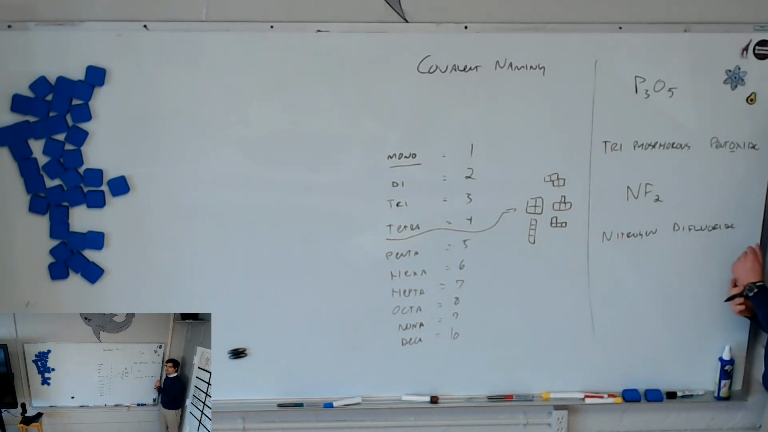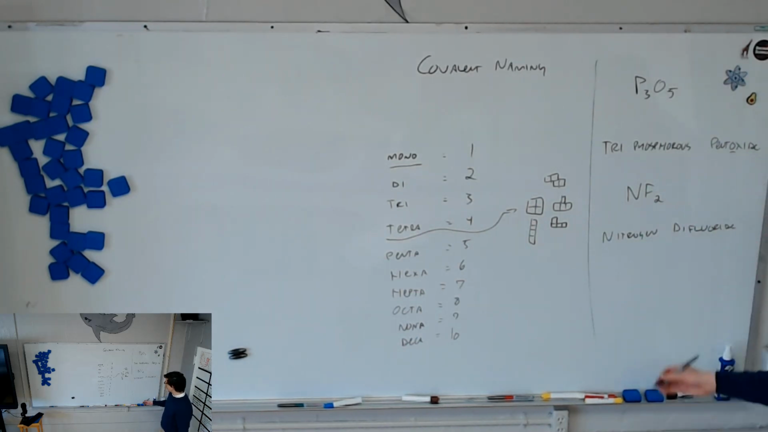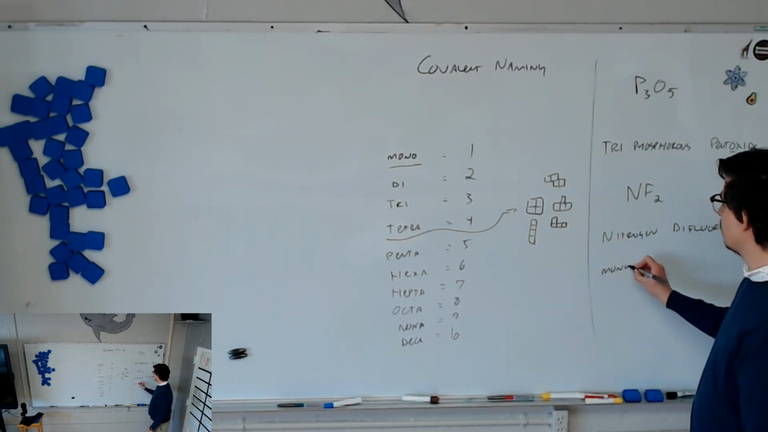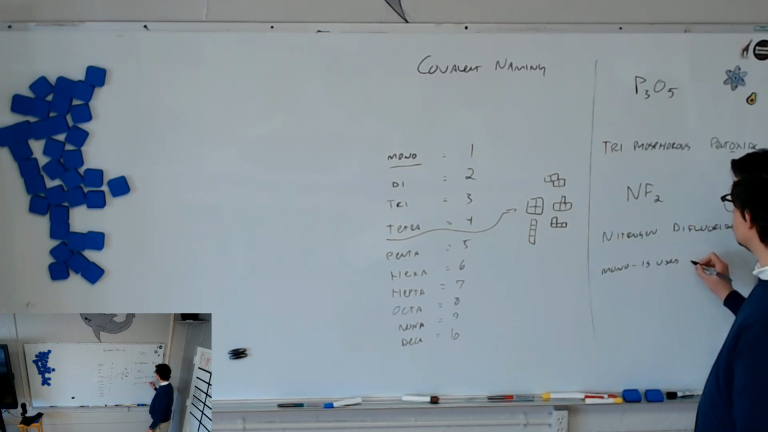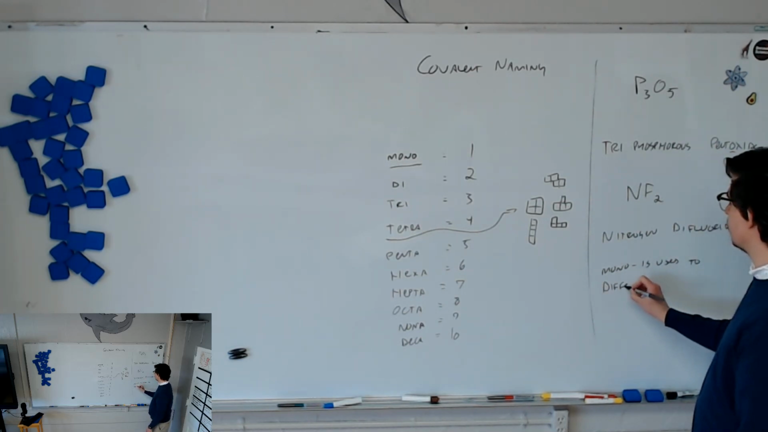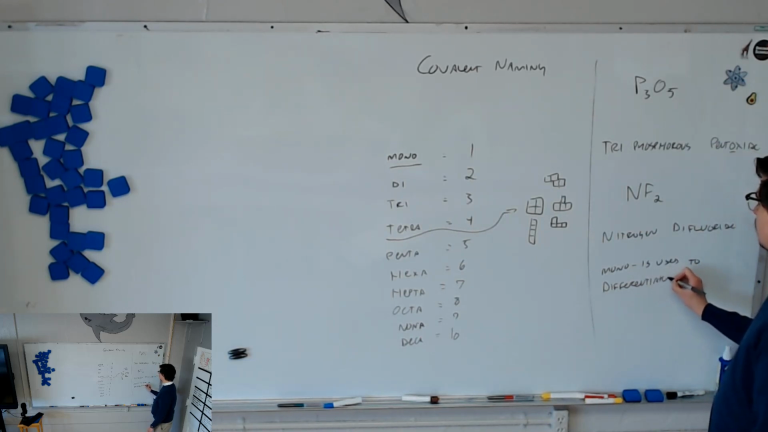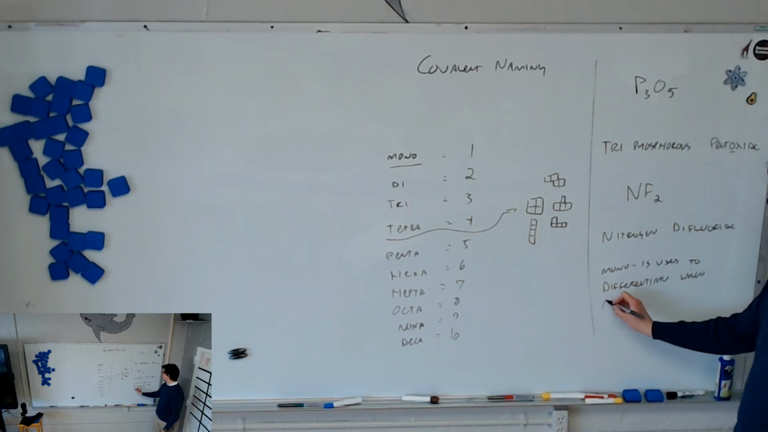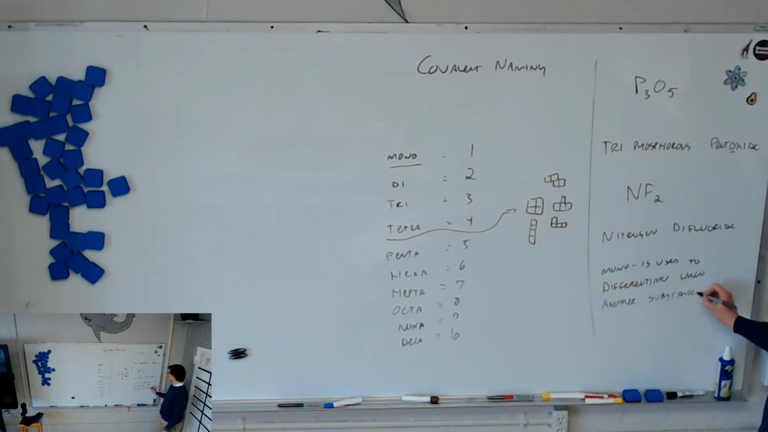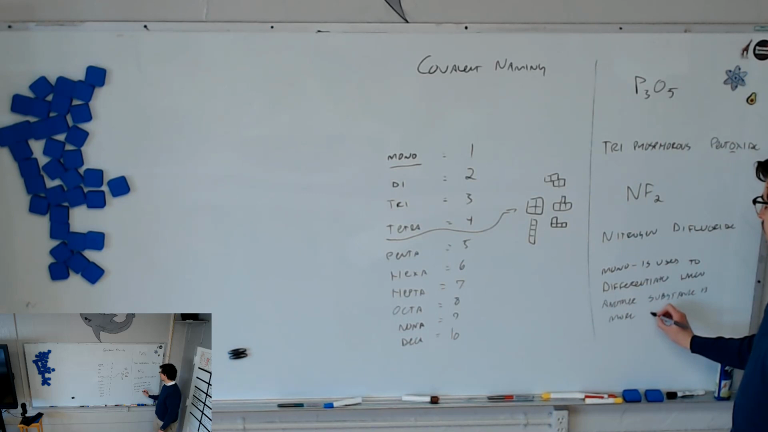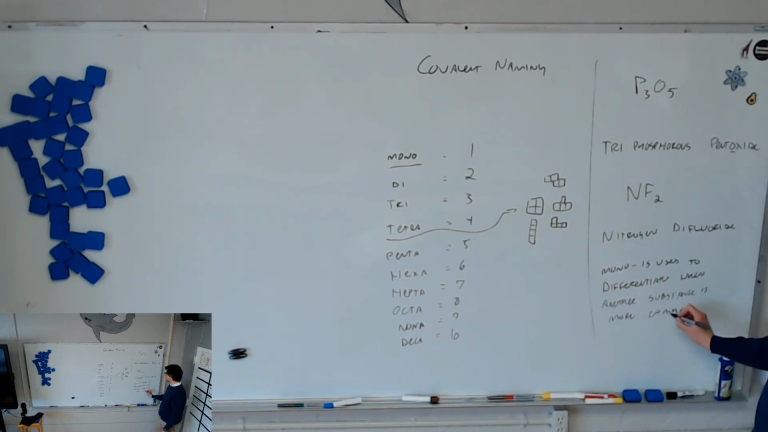Now here's the thing. Mono is not always used. In fact, we quite infrequently use mono. Write down somewhere that the only time we use mono is to differentiate between a more common other substance. Mono is used to differentiate when another substance is more common. So for instance, I'm going to give you an example.